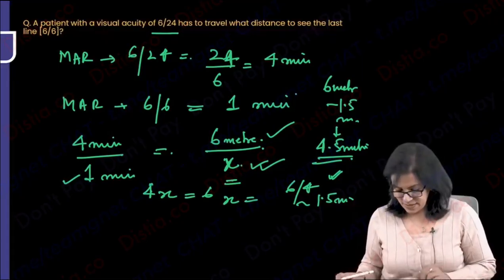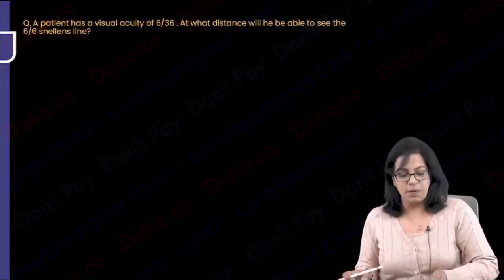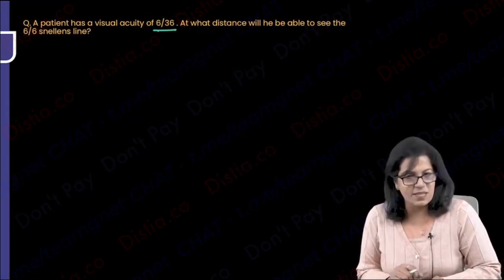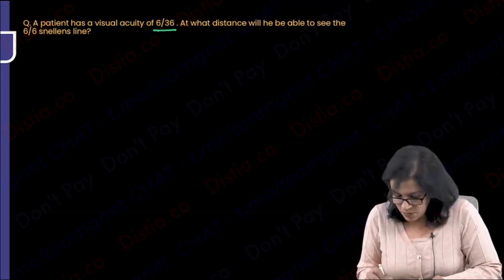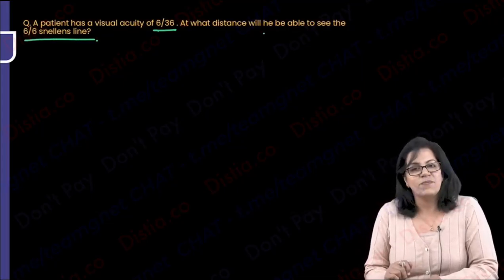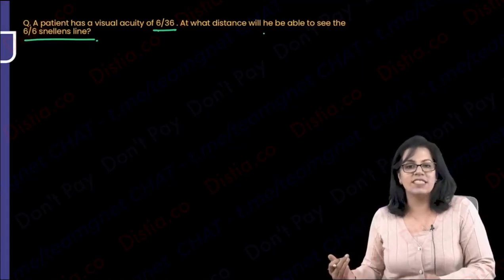We come to the third question. Let's see this one. In this, a patient has, let's read together, a visual acuity of 6 by 36. Okay. At what distance will he be able to see the 6 by 6 Snellen's line? Again, it is almost the same thing, na?